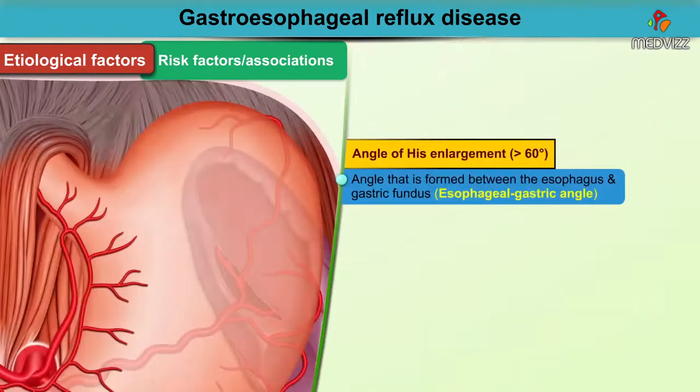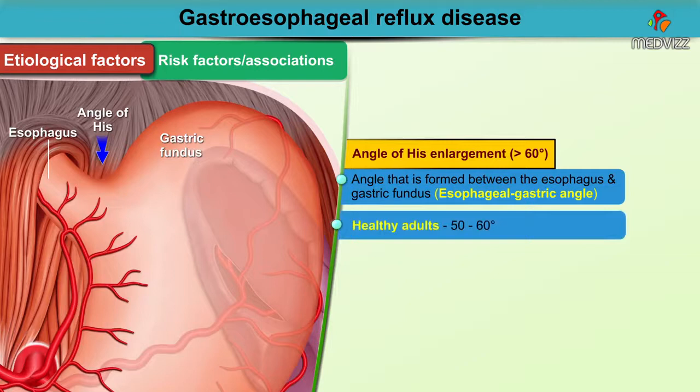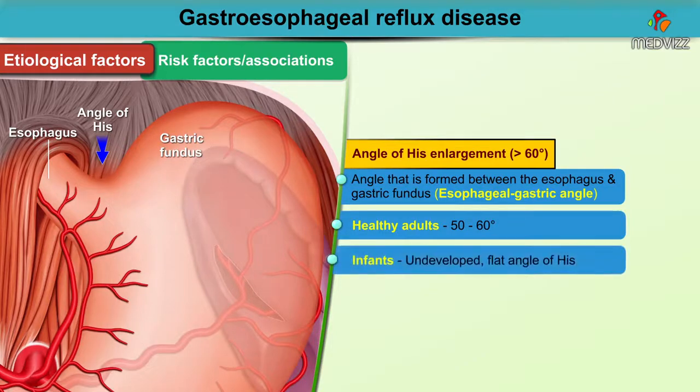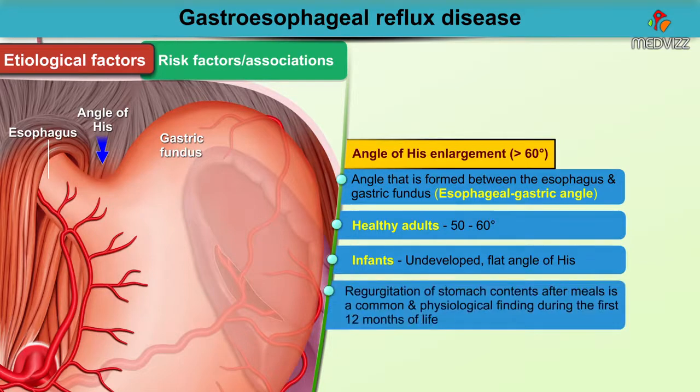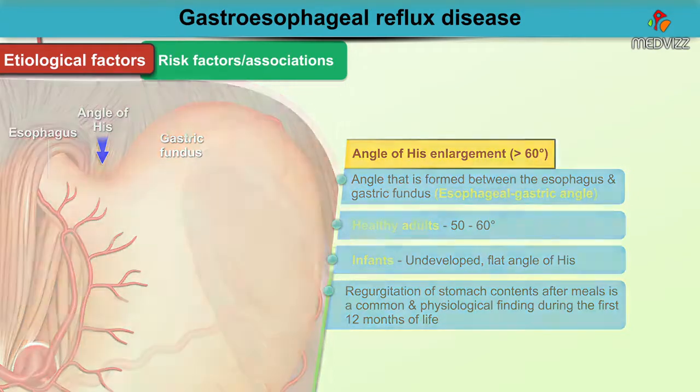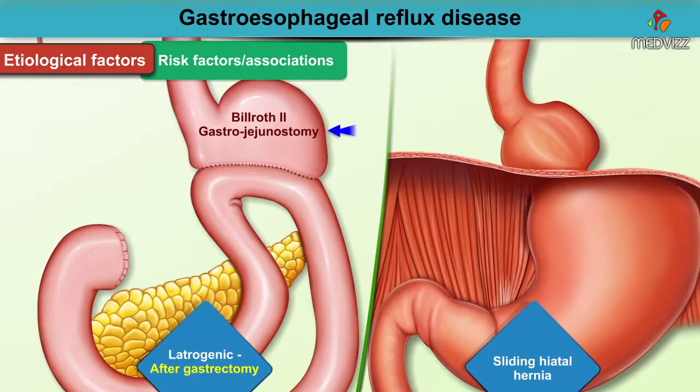The angle of His is an angle that is formed between the esophagus and the gastric fundus. In healthy adults, it is about 50 to 60 degrees, whereas infants usually have an undeveloped flat angle of His. Therefore, the regurgitation of stomach contents after meals is a common and physiological finding during the first 12 months of life. Post-surgical procedures after gastrectomy due to iatrogenic causes can also cause GERD symptoms, and about 90% of patients having sliding hiatal hernia have severe GERD.